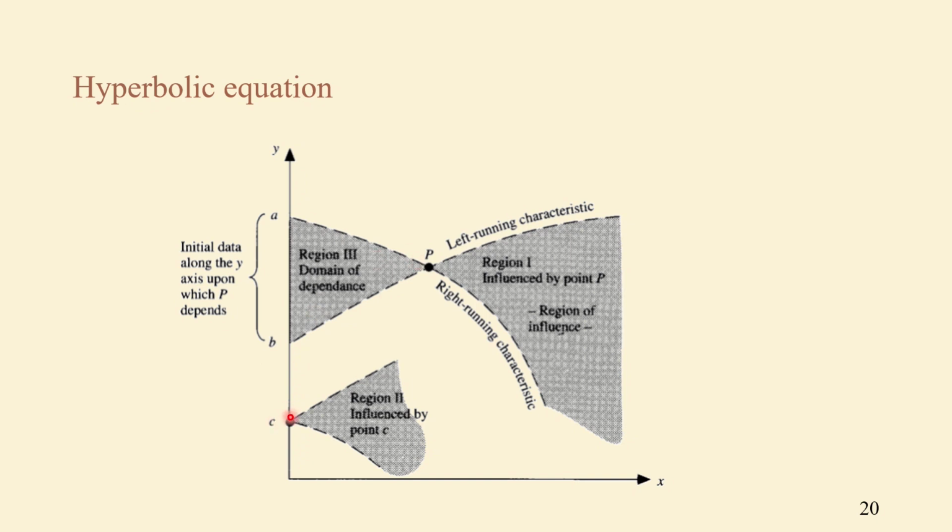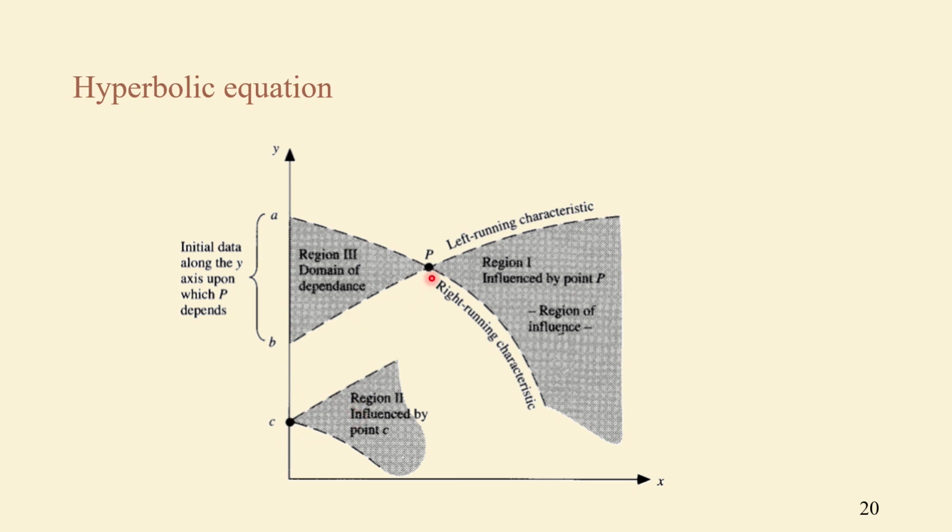Similarly, if we consider a point C, this particular region is only affected by the value at point C. This particular region has no effect. So the region influenced by point C is this, whereas this particular region does not have any influence from the disturbance at point P. So if there is any disturbance at point P, it is felt over here. Similarly, if there is any disturbance at point C, it is felt over this region. So this is known as the region of influence of point C.